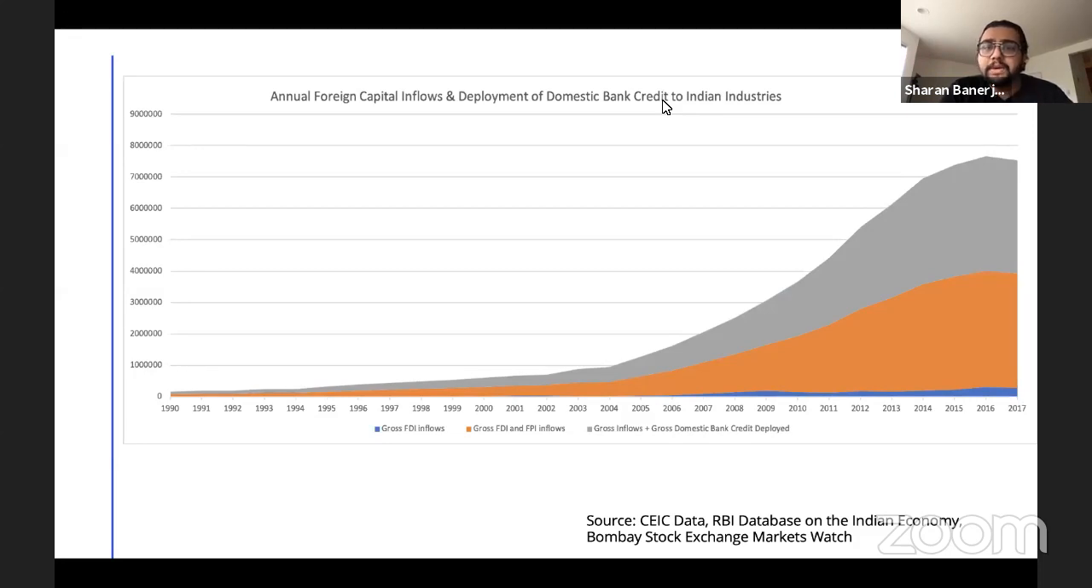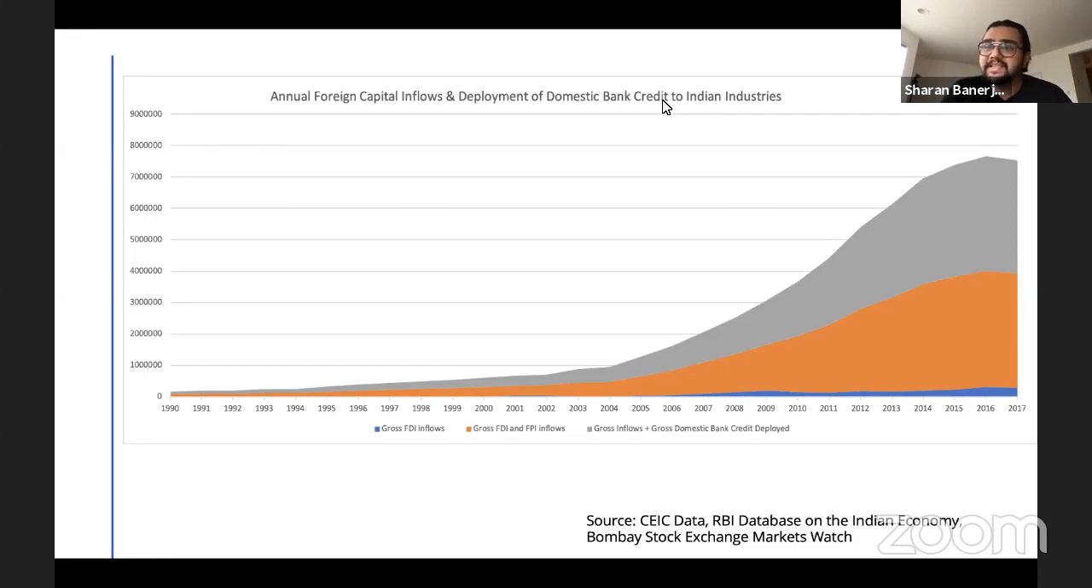So if you look at the annual foreign capital inflows, if you look at the gross FDI inflows, if you look at the gross FDI and FPI inflows versus your private domestic credit in the economy, the role of foreign investments in the country have only been increasing. While FDI in terms of inflow still accounts for less than 1% to 2% of GDP on an annual basis, we have these foreign portfolio inflows which account for massive amounts of money that are being raised by these Indian corporations who are listed on the stock markets.